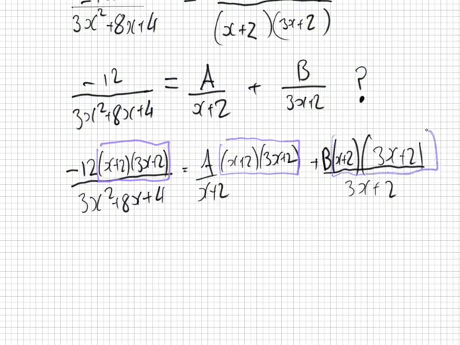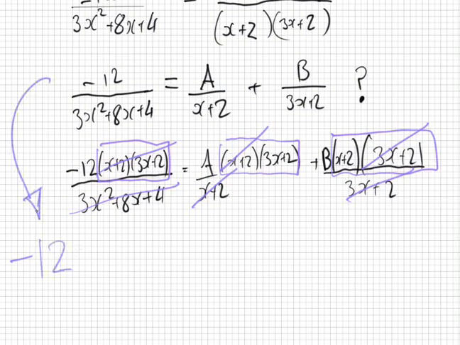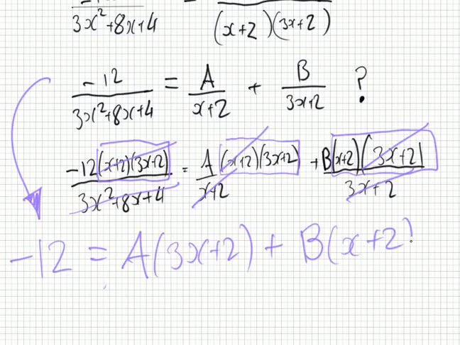And the reason for doing that is it simplifies it a lot, because both of these cancel the whole quadratic. Because don't forget that this is the same as that. It's just factorized. This cancels that one, and this one here cancels that one there. So in fact, after all of that, you're going to be left with this. 12 equals A, 3x plus 2, plus B times x plus 2.